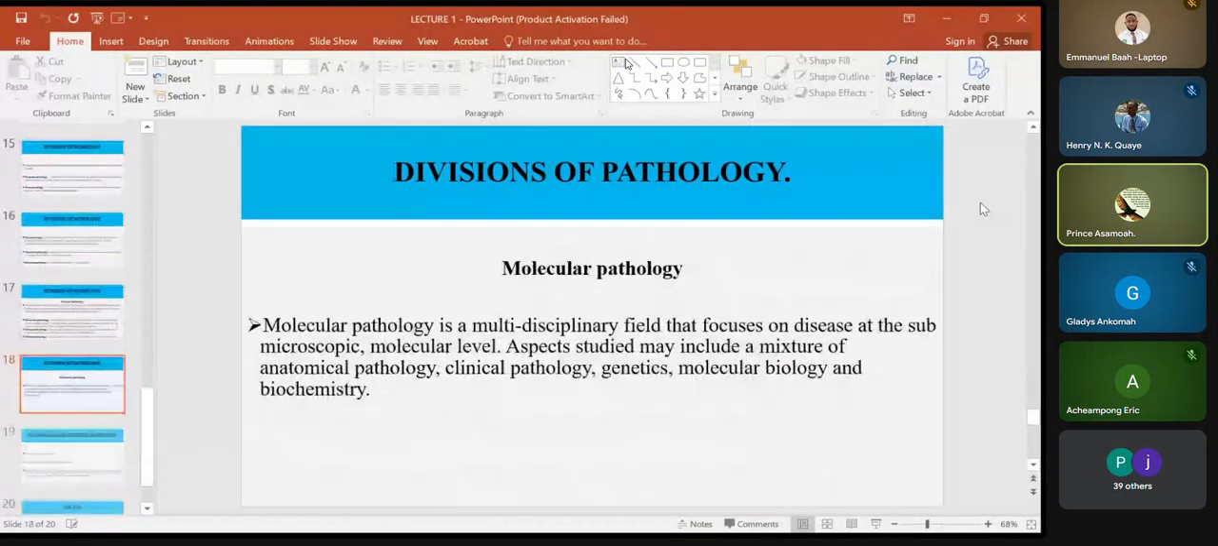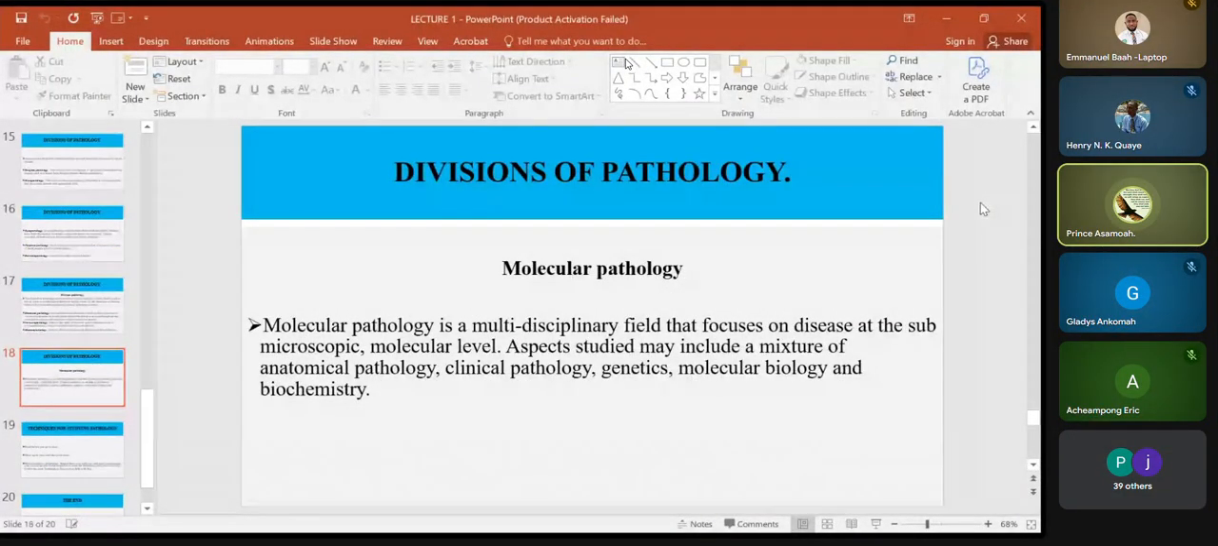Okay. We have molecular pathology, as the name suggests, at the molecular level. That is where the genetics come in: DNA, the histones, and the organelles. At the molecular level, when you enter the cell, there are the organelles in there, and then the nucleus, the DNA. So sometimes they can be problematic.